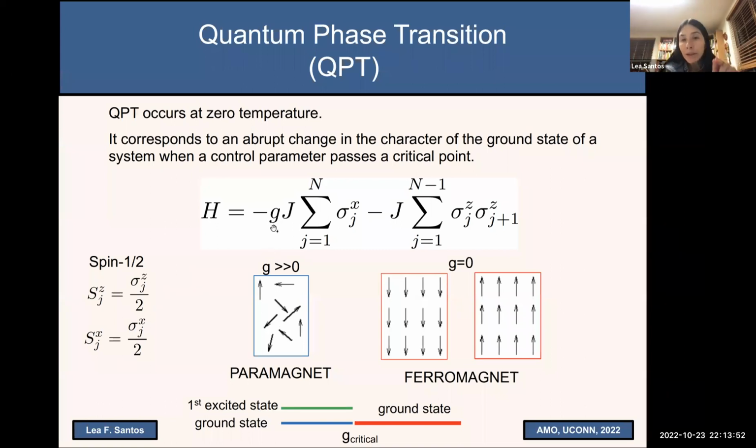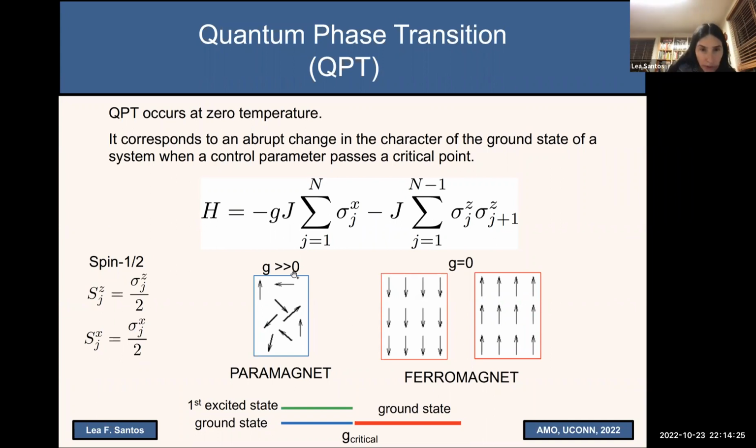Now, when G is zero, so we do not have this term, we do not have the transverse field, we only have the interaction in the Z direction, the ZZ interaction, which is the easy interaction, then we have some order in the system. Now, our spins will all be pointing down in the Z direction or up in the Z direction. And in this case, now we have a ferromagnet. Okay, very well. Here we have now a double degeneracy.